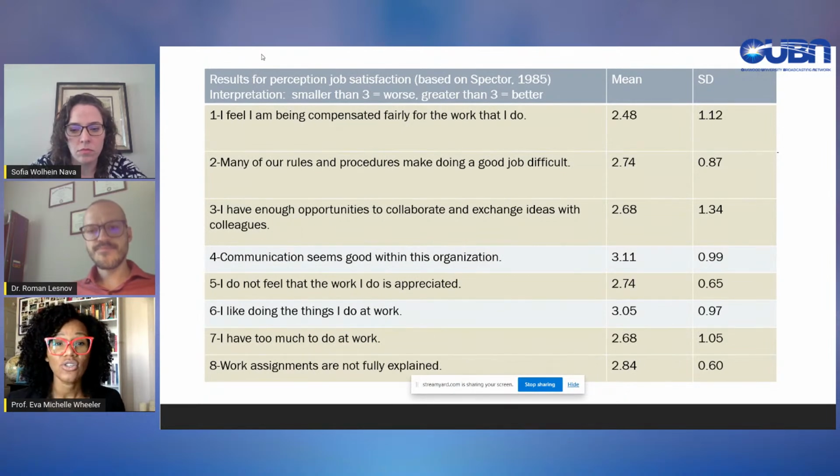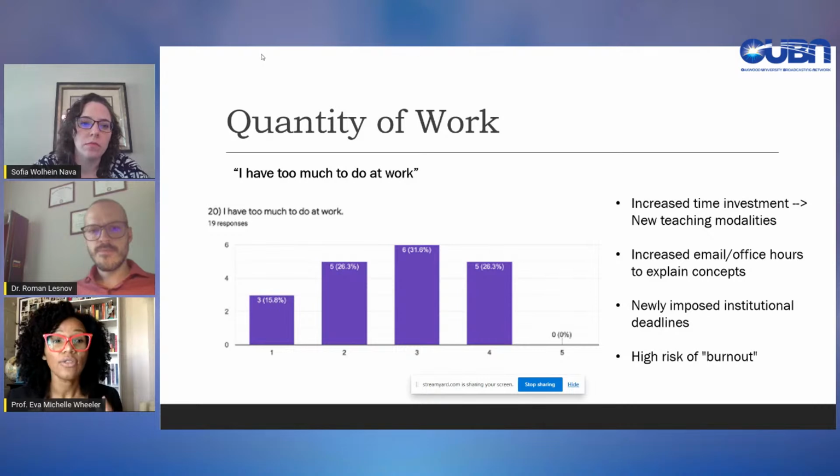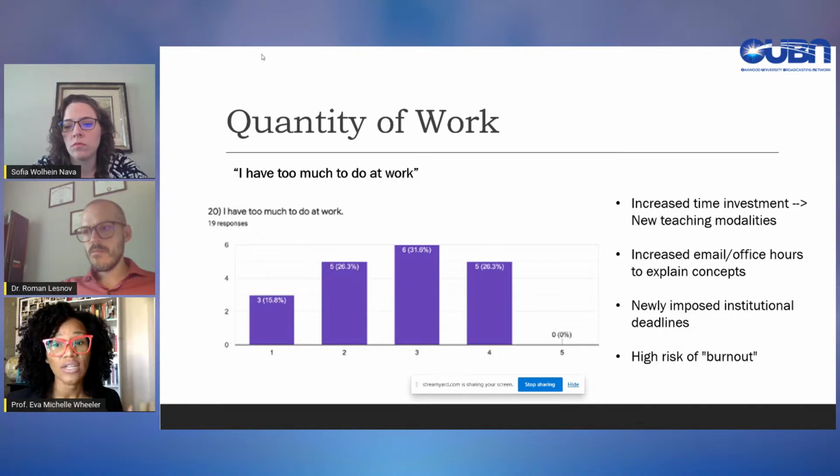So as we move on to the next slide, we're looking specifically at the results that came from quantity of work. So with respect to quantity, the research team hypothesized that the COVID-19 pandemic would have a negative effect on how participants evaluated the amount of work that their respective institutions expected from them. And the results for this question partially support that hypothesis. Regarding specific factors that influence the perception of faculty workload, participants point to increased time investment required by new teaching modalities, increased email and office hours to explain concepts that weren't fully understood in the virtual environment, newly imposed institutional deadlines.